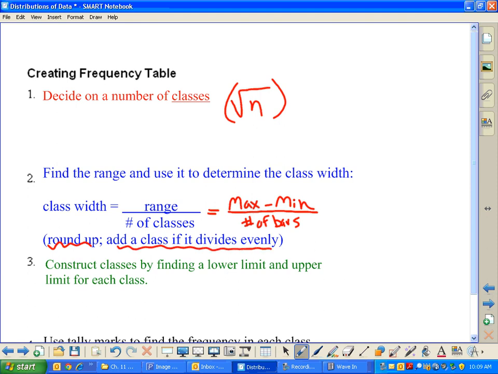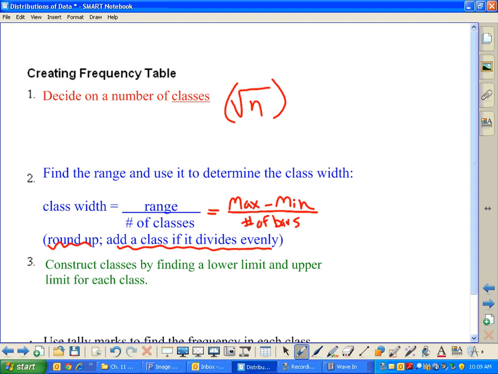And you're probably saying, why do I have to do this? Here's why. Remember that on a histogram, 100% of our data values must be represented. In other words, every single person who told me a number of DVDs that they own, every single one of these pieces of data up here has to be somewhere on the histogram. Well, if you don't round up, or if you don't add a class if it divides out evenly, you end up with homeless pieces of data.